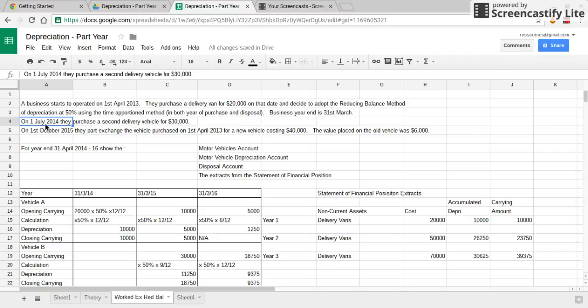On the 1st of July 2014, they purchased a second delivery vehicle for $30,000, and on the 1st of April 2015, they part exchanged the vehicle purchased on the 1st of April 2013 for a new vehicle costing $40,000, and the value placed on the old vehicle was $6,000.